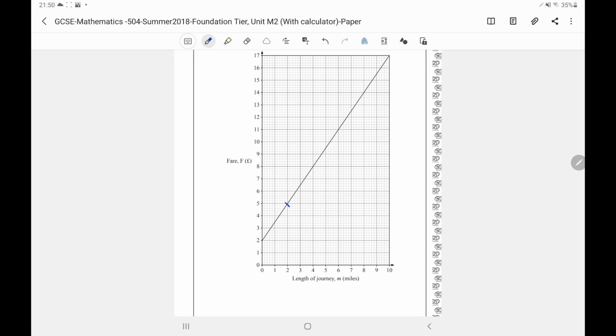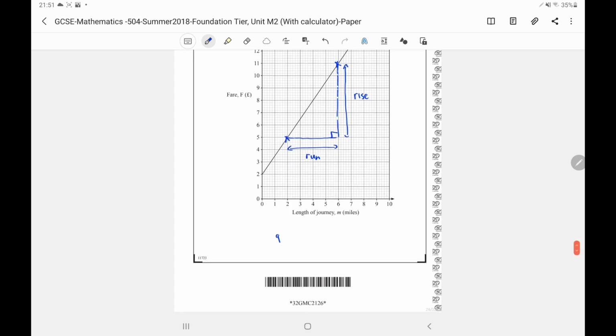pick 2 coordinates that are exactly on the line. See the way I've picked 2, 5, because that cross is exactly on a coordinate. There's no point picking somewhere like these, don't pick them. Pick 2 coordinates that are exactly on the line, continue that line down and this line across to make a right angle triangle, and then work out what's called the rise and the run, basically the height and the width of a triangle.